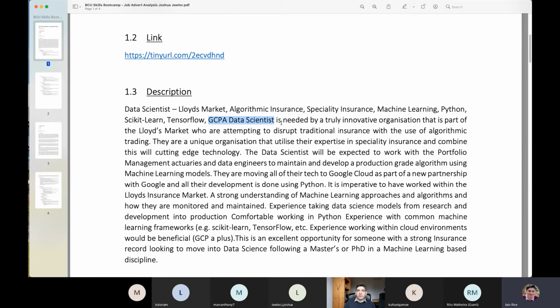So let's have a look. It's needed for a truly innovative organization. Any organization that calls themselves truly innovative is not innovative at all. They're just a company that uses tech. It's been a very long time since I've seen true innovation in any organization. I've worked with quite a few over the years. But they like to call themselves innovative. And they want to do algorithmic trading.